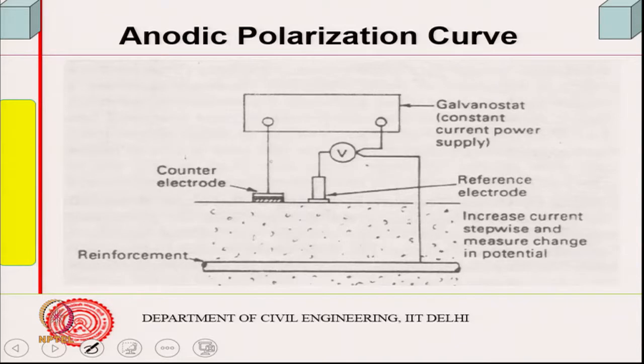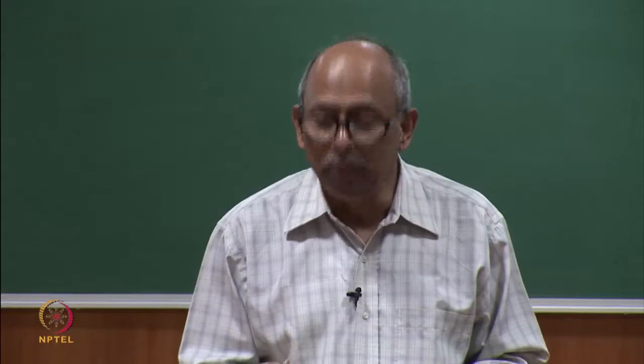So, if you pass current from outside through the reinforcement, supposing I have a source which can pass current through this, in other words, the corroding electrode or corroding rebar, its potential can change. I can increase the potential by a very small amount, I am talking of the order of millivolts.